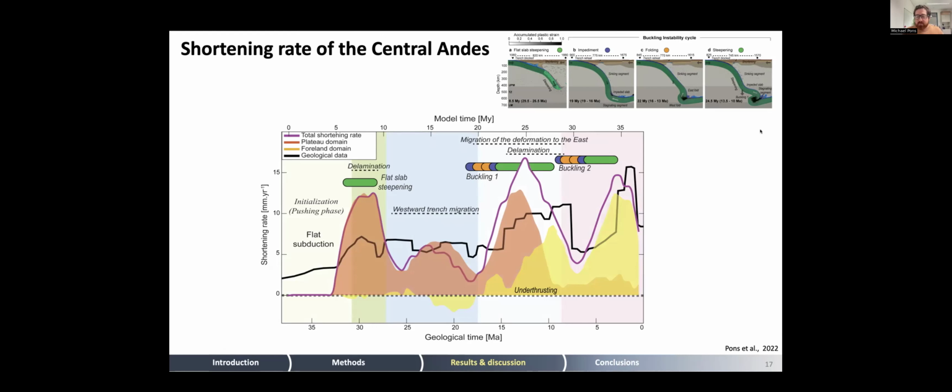And we see that most of the pulses are happening when the slab is steepening into the upper mantle, which leads to the blocking of the trench. And when the trench is blocked and the South American plate continues to advance toward the trench, the difference is accommodated by the shortening of the Andes.